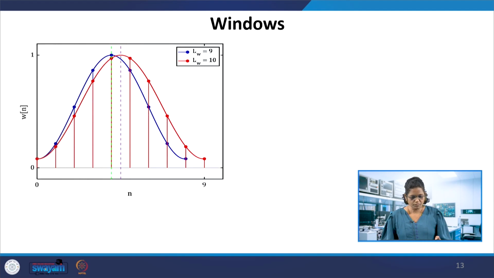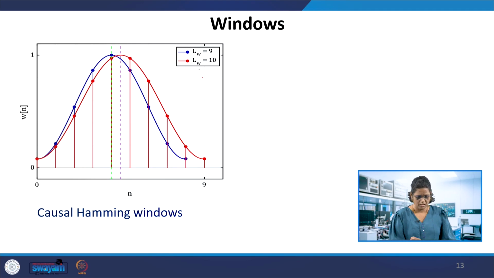If we take some of the windows here, for example, this is a Hamming window which has LW equal to 9, shown in the blue line. It is a cos alpha window function again. This is one type of cos alpha window, and the other one is the LW equal to 10 Hamming window, which is shown with respect to this particular point. This is causal; the negative sides are not shown. It is shifted to the positive side, H of W and the window function.